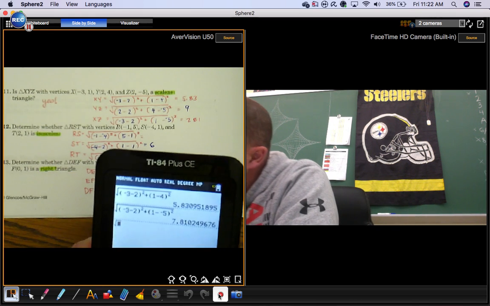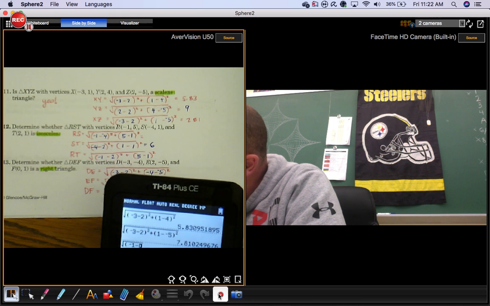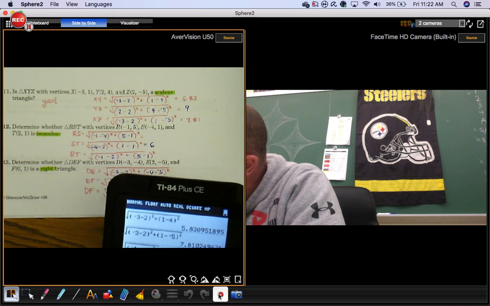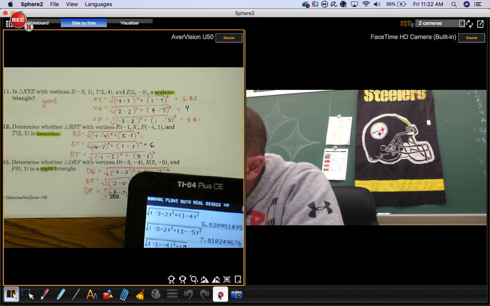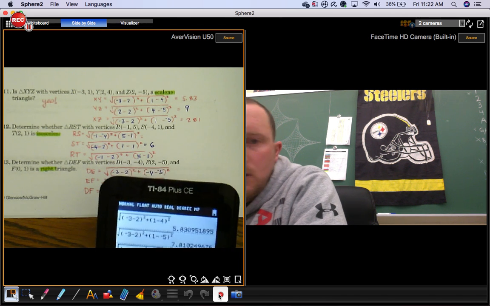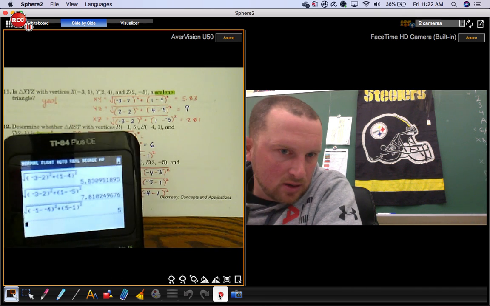So this is distance from R to S. I'm going to do negative 1 minus negative 4. Then I'm going to do 5 minus 1. And that gives me a length, oh, you didn't even see any of that, did you? You're going to get a length of 5.